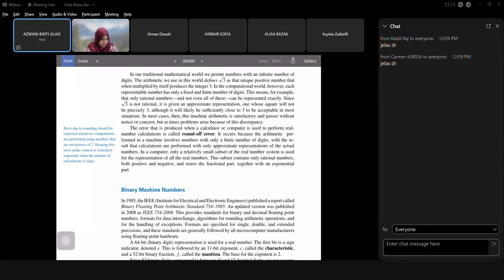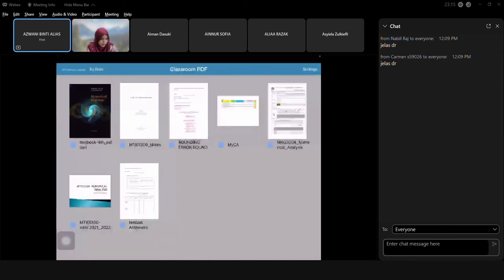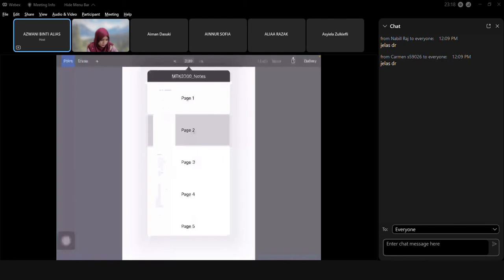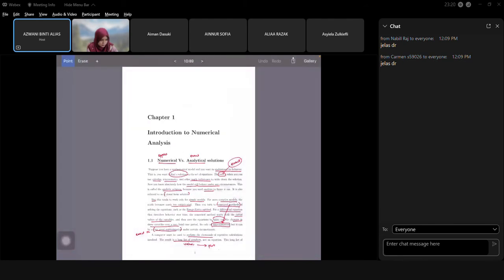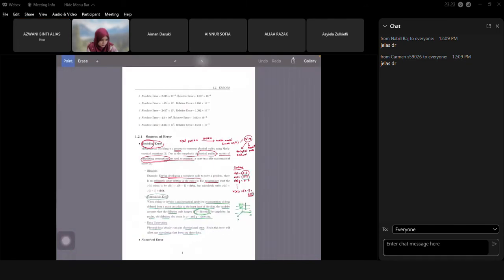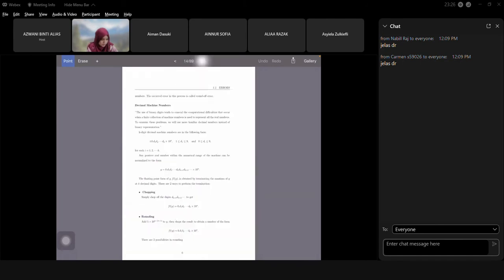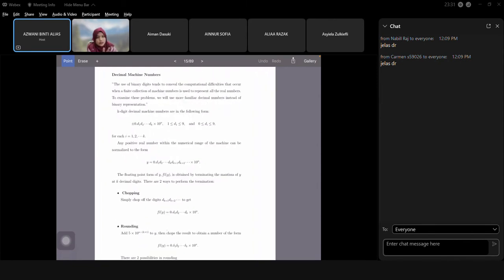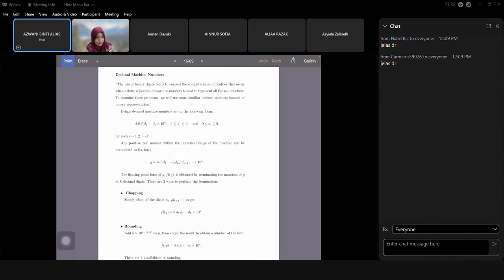Okay, so I will go to the next subtopic. Okay, so round-off error tu daripada mana? So dia sebenarnya ada dua bahagian yang kita dulu saya pernah ajar. One of the dia adalah by the binary machine number and also from the decimal machine number.